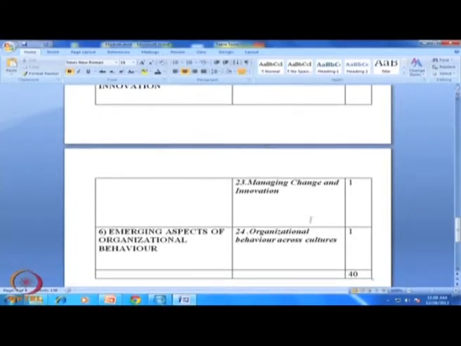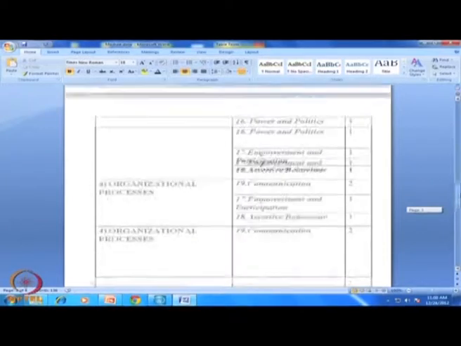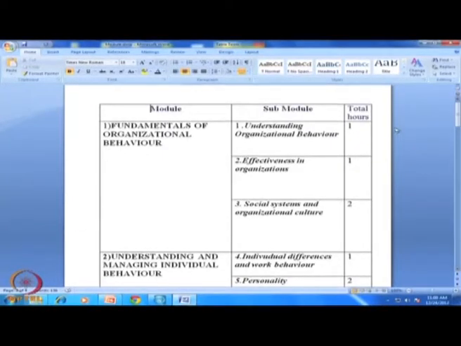This will be the total 40 hours of the lecture. Each of the modules and the sub-modules will be followed by self-test questions, so that you can answer and see whether you have gained the concept of OB properly or not, whether you've learned what is OB and organizational behavior. In short, we call it OB.